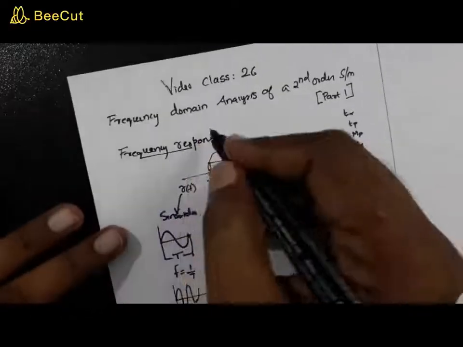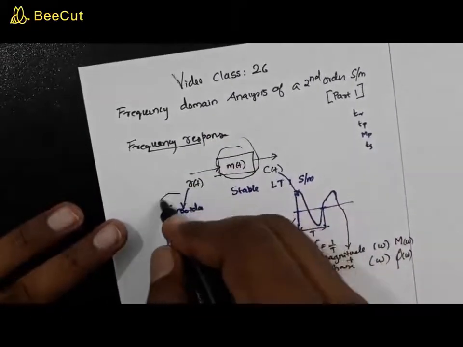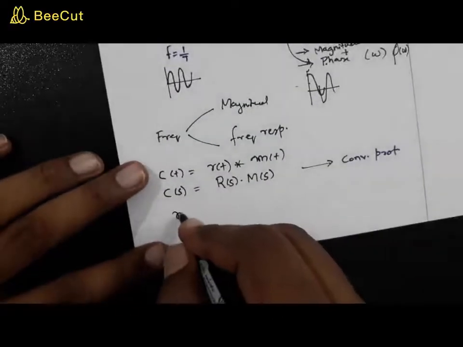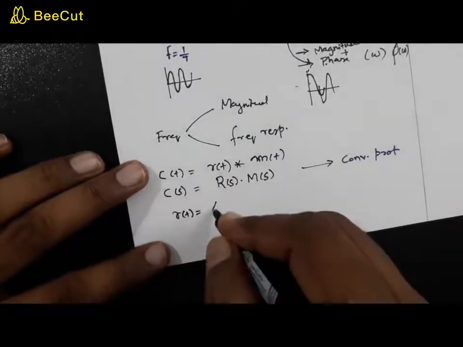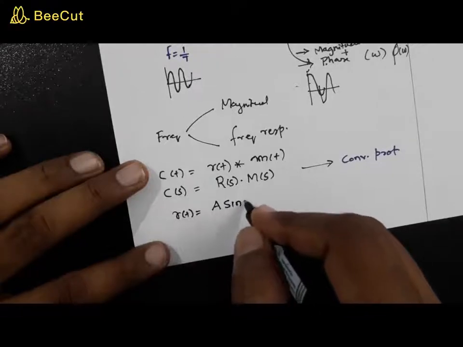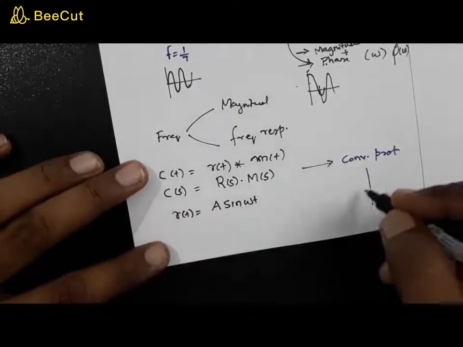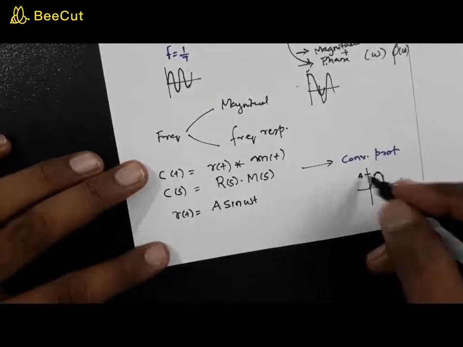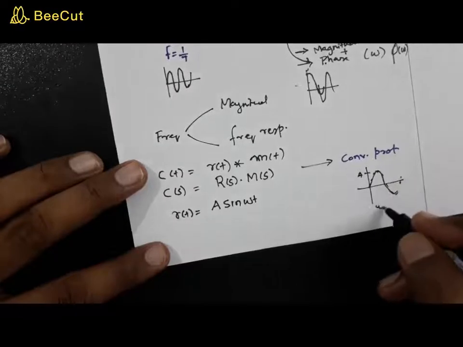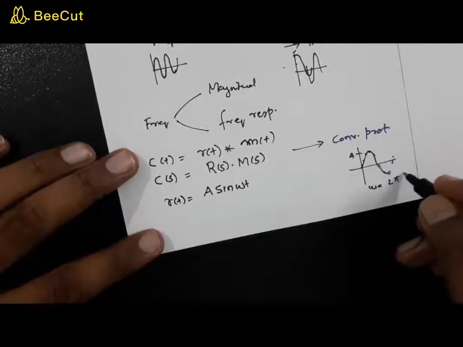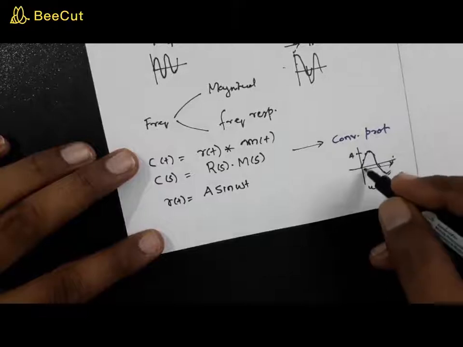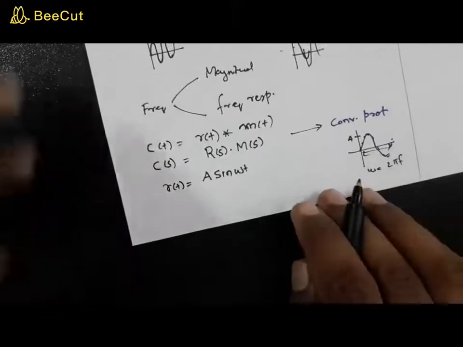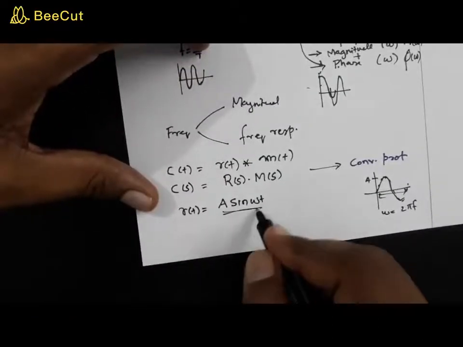Now in order to get the frequency response, we have seen that the input has to be sinusoidal. For that, I'm assuming the R of T has to be A sine omega t. You know what it is. It is a sinusoidal input with a maximum amplitude A, right? And this omega is 2 pi f, where f is the inverse of the time period. So this is the input that I'm going to give.